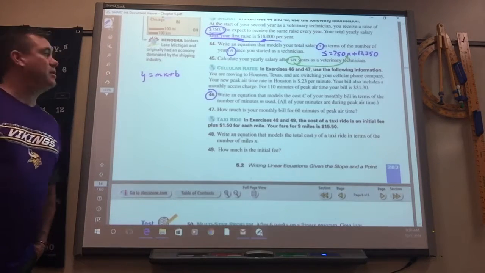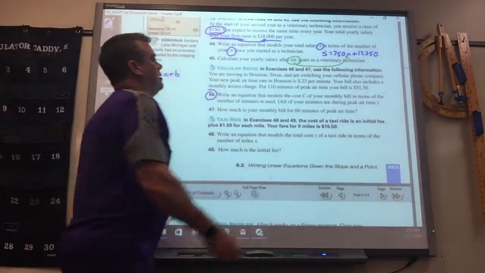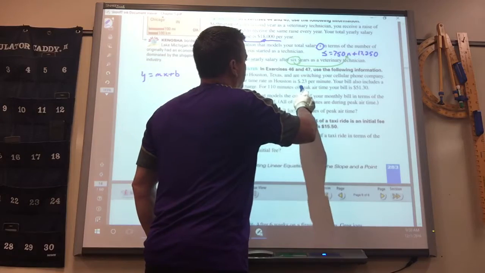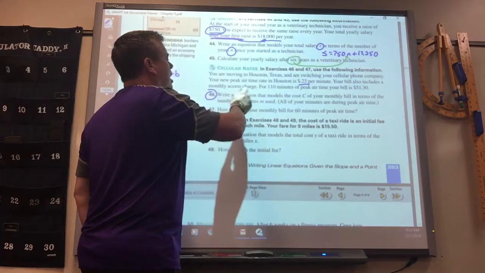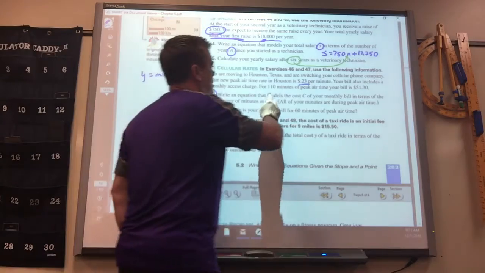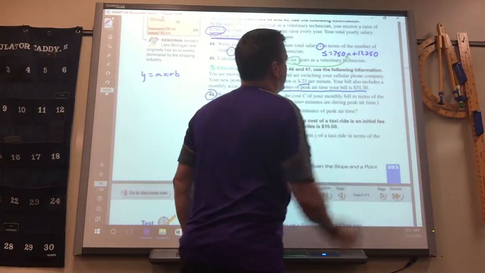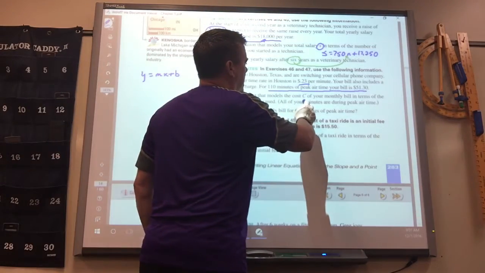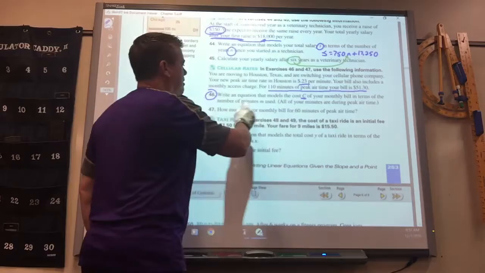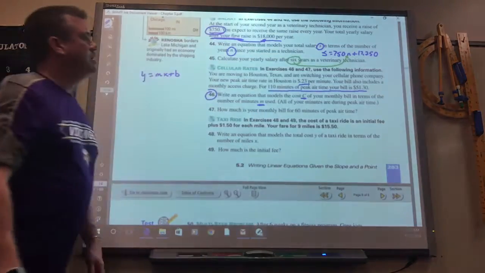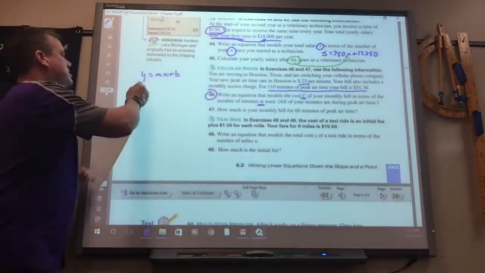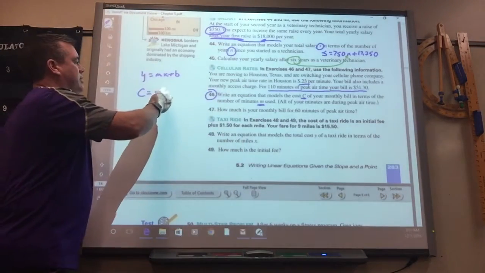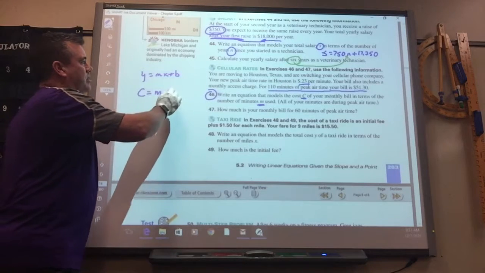Okay, for 46, you're switching your cell phone company, your airtime rate is 23 cents per minute. Your bill also includes a monthly access charge. For 110 minutes, your bill is that. So for 46, the equation is going to model the cost C in terms of the number of minutes m. So instead of y, you put a C, and then they used m, which looks kind of funny. So it's m times m plus b.